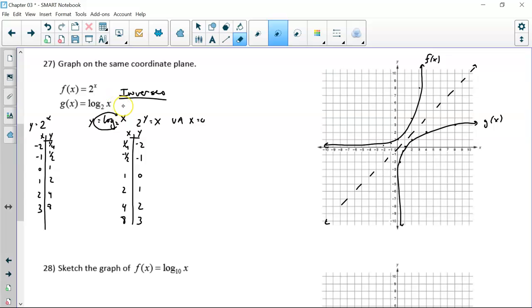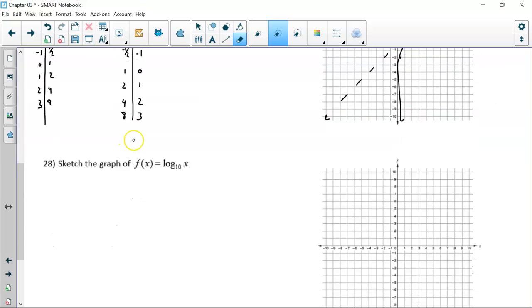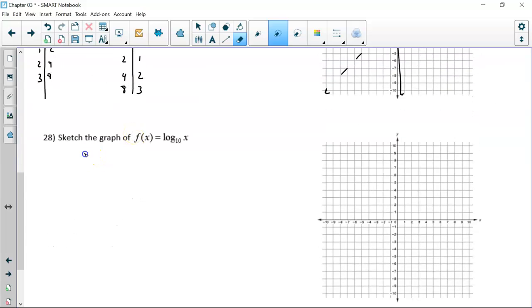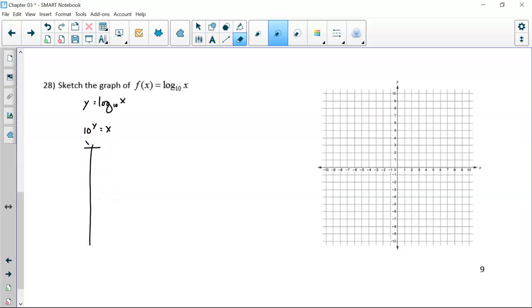Now let's sketch problem number 28. So f of x, or y, equals the log base 10 of x, or the log of x. So we're going to rewrite it into exponential form: 10 to the y equals x. And we're going to graph this by putting our values in, not for x again, but for y: -2, -1, 0, 1, and 2. That's one of the rules when we're graphing logs, is we put our inputs in for y after we write it in exponential form. So we have 1 over 100, 1 over 10, 1, 10, 100.